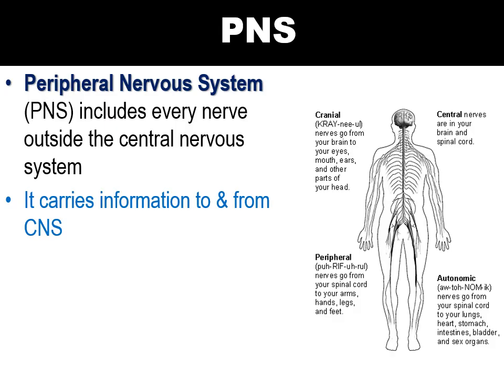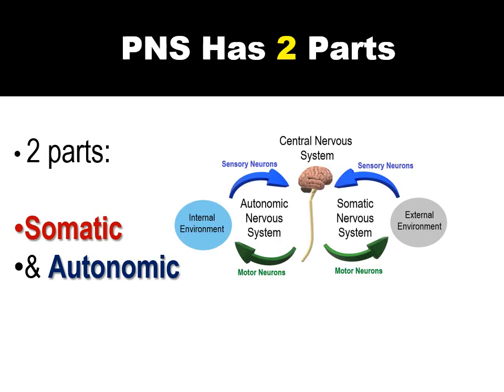So the peripheral nervous system includes every other nerve outside the central nervous system. So when we say something is on the peripheral, it means it's on the outside edges. So our peripheral nervous system is our fingers, our hands, our arms, our toes, our legs, everything outside that central line. It carries information to and from the central line of the central nervous system. Our peripheral nervous system is divided into two parts. We have the somatic and the autonomic, and we're going to break these down.